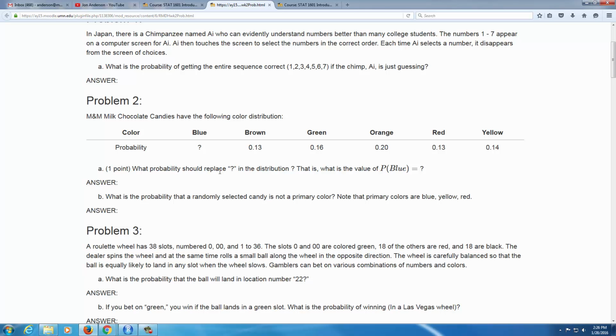In part B, problem 2, you're supposed to find the probability of selecting a candy that is not a primary color. So add up all the probabilities for the non-primary colors. Please note that primary colors are blue, yellow, and red.